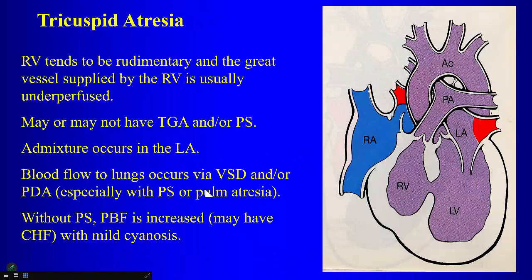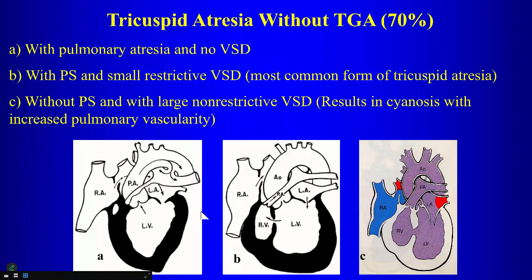So that's tricuspid atresia, right? The right ventricle tends to be small. The vessel supplied by the right ventricle is usually underperfused, so that can be small too. That's why the aorta looks small in that case. Now, there may or may not be transposition and pulmonic stenosis, various combinations of this, and that's why this becomes a very complicated lesion. So the blood flow to the lungs occurs via VSD and/or a PDA, right? That's the only way you can get blood into the pulmonary artery. There has to be either VSD, PDA, or both to get blood flow into the pulmonary circulation. Without pulmonic stenosis, pulmonary blood flow is increased, and you might have mild cyanosis in those cases.